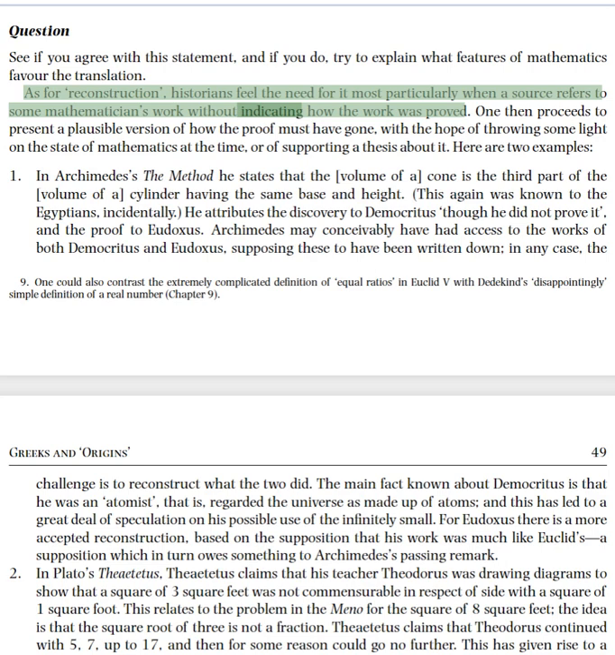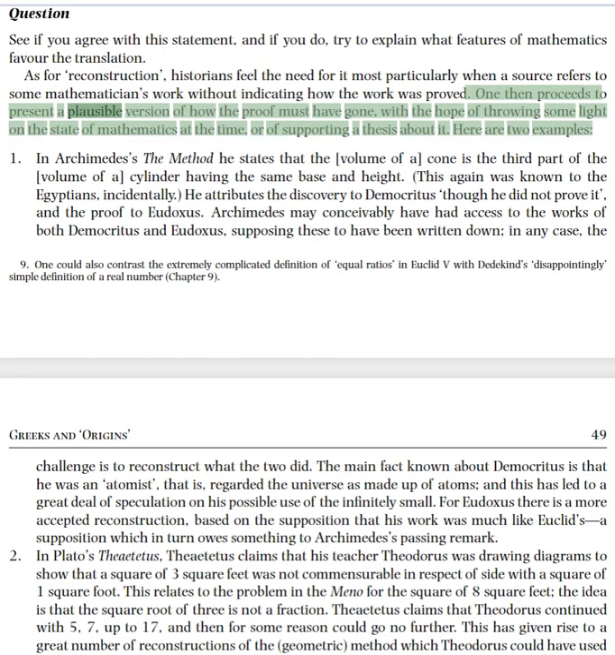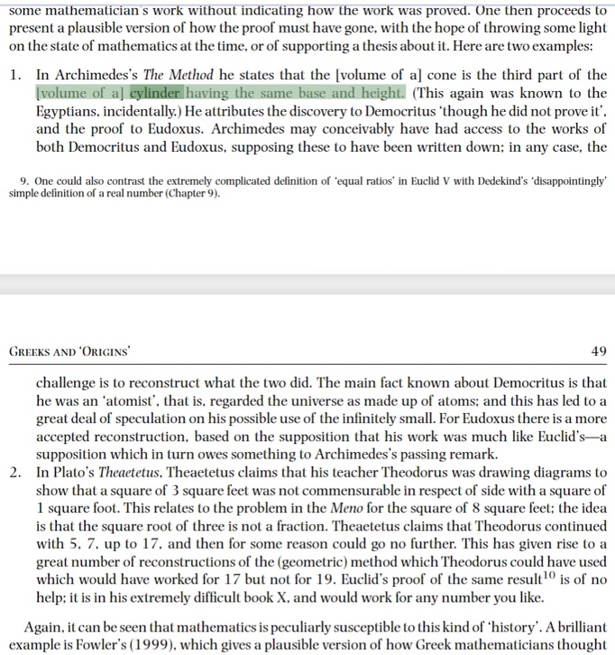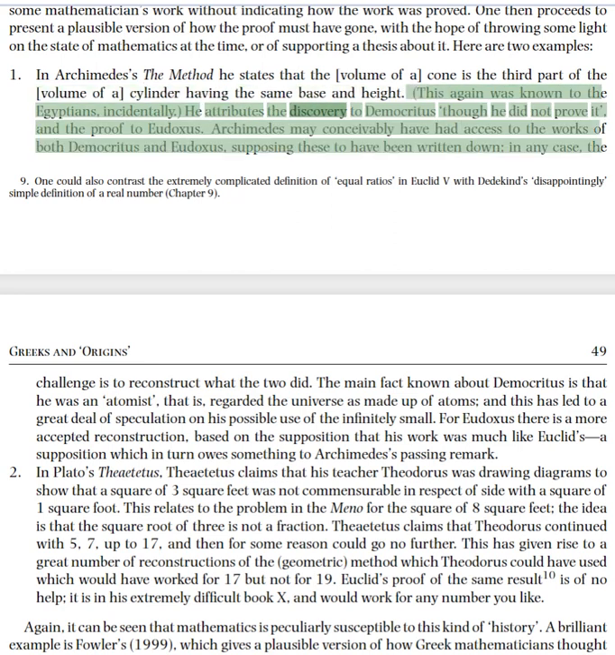As for reconstruction, historians feel the need for it most particularly when a source refers to some mathematician's work, without indicating how the work was proved. One then proceeds to present a plausible version of how the proof must have gone, with the hope of throwing some light on the state of mathematics at the time, or of supporting a thesis about it. Here are two examples. 1. In Archimedes's The Method he states that the cone is the third part of the cylinder having the same base and height. He attributes the discovery to Democritus, though he did not prove it, and the proof to Eudoxus.